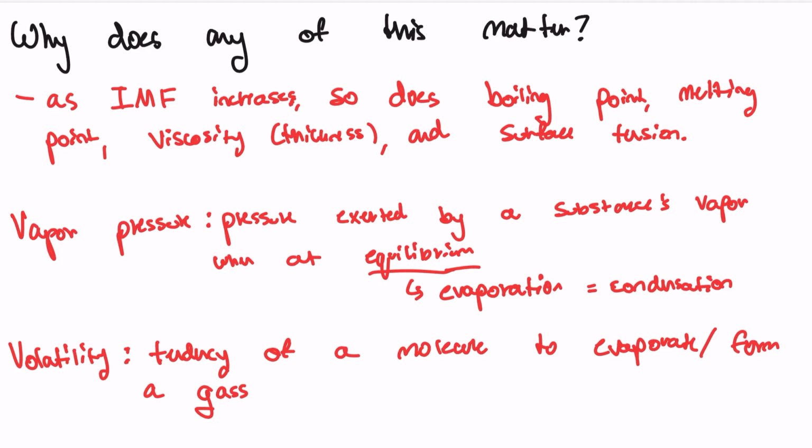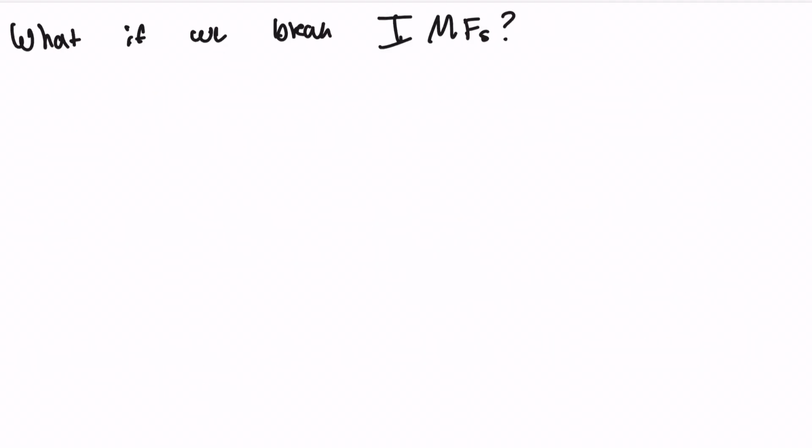It's a nonpolar molecule, and so we know it only contains London dispersion forces holding its molecules together, which is a very weak intermolecular force. It's the weakest out of all of them. We would say that it has a high vapor pressure and high volatility, so a lot of it is going to evaporate.